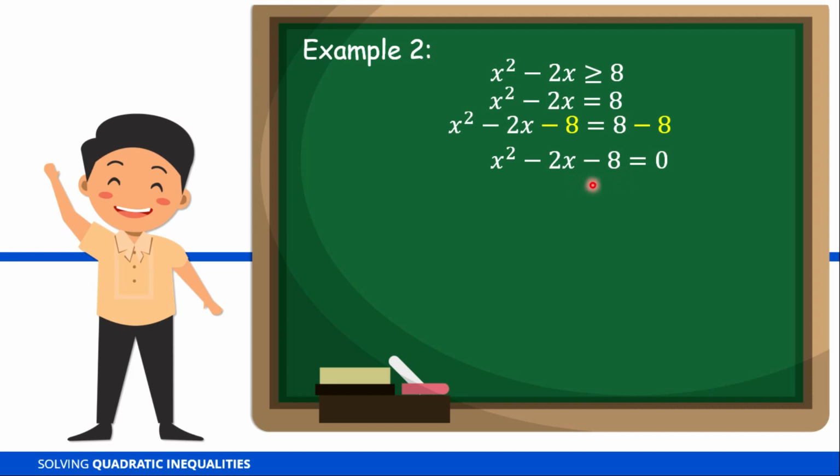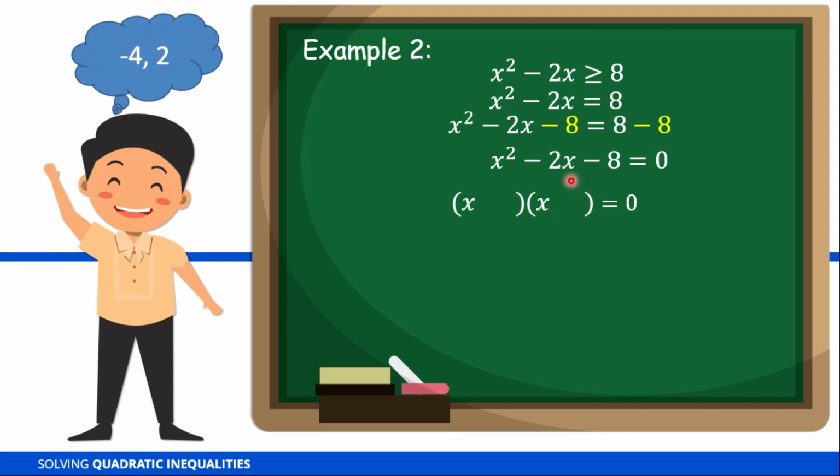Let's use factoring. Mag-isip tayo ng factors ng negative 8 na kapag pinag-add, ang magiging sagot ay negative 2. Yun ang ilalagay natin dito sa ating factored form. What are those numbers? We have negative 4 and positive 2. Negative 4 times 2, we have negative 8, and then negative 4 plus 2, we have negative 2. So, ilagay na natin ang mga numbers na yan dito sa ating factored form. Okay, so ang naging factored form natin ay quantity x minus 4 times quantity x plus 2 is equal to 0.